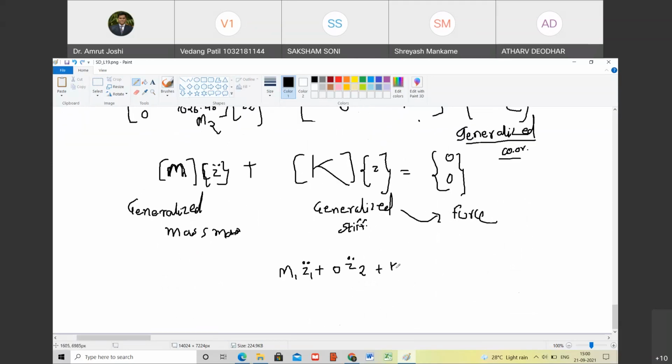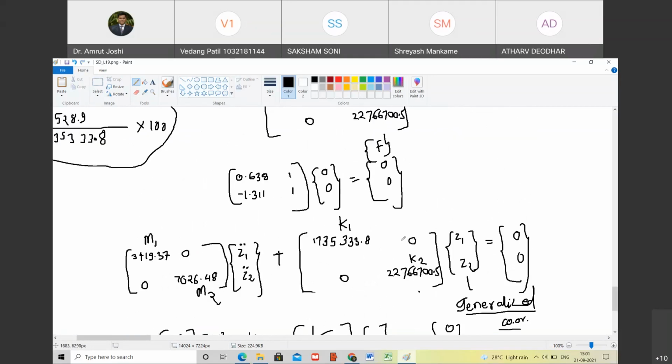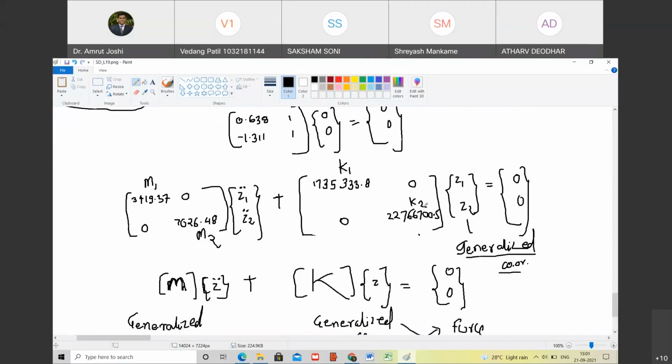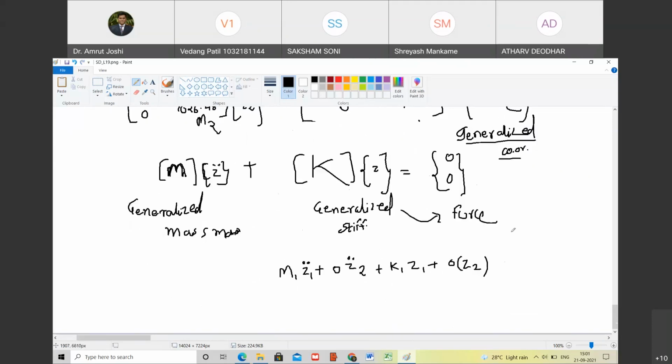है कि नहीं? K1 Z1 plus 0 times Z2. As this matrix is diagonalized, therefore we don't have any contribution from Z2. This is equal to 0. Isn't it the equation of a single degree of freedom system? M1 Z1 double dot, undamped single degree of freedom system, plus K1 Z1 is equal to 0. Do you agree with me? This is the first equation.